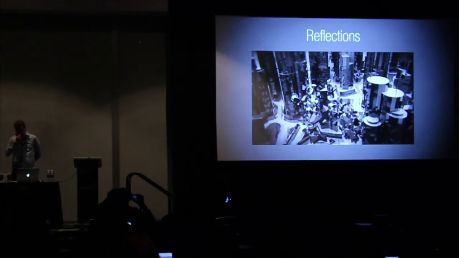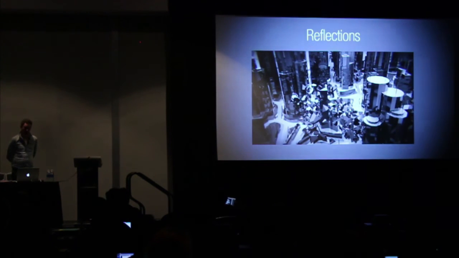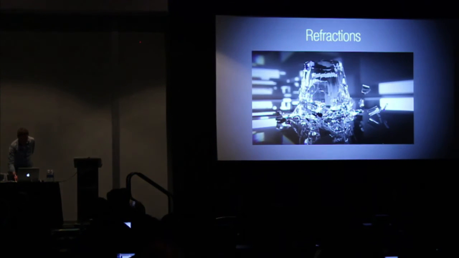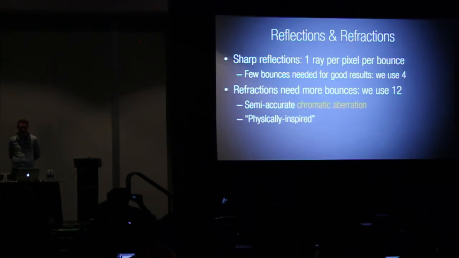Reflections. We did a demo last year which featured multi-bounce reflections and refractions. So we can do 4 bounce reflections in a reasonable time. And refractions, we got 12 bounce refractions in this case. So sharp reflections, you only need 1 ray per pixel per bounce. And with a few bounces, you get quite good results. Maybe you only need 1, but with 3, 4 bounces through shiny objects, you get good quality quite quickly.